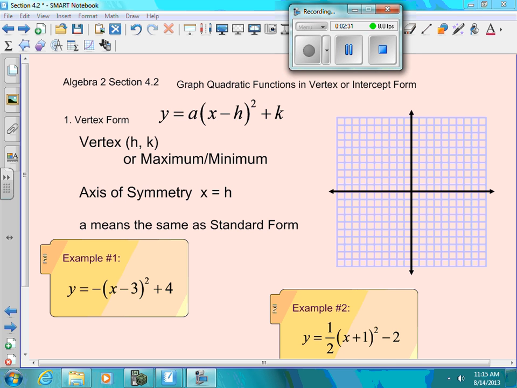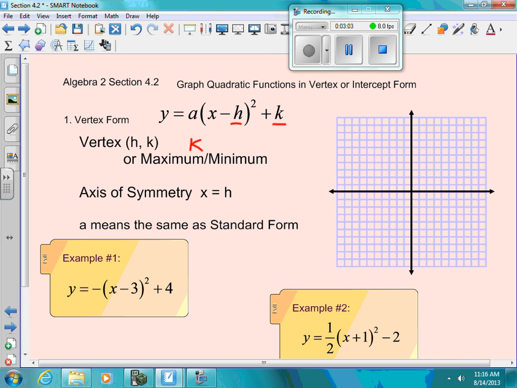Well, vertex form. Why do you think this is called vertex form? It has something probably to do with the vertex, and you guys have got it. You're right. The vertex is (h, k). Notice h and k come from the h and the k in the equation. So h, k, vertex. The maximum or minimum comes from the k value, not the h. So when we're looking at what is the maximum or minimum value, that's the k value. That's our max or our min.